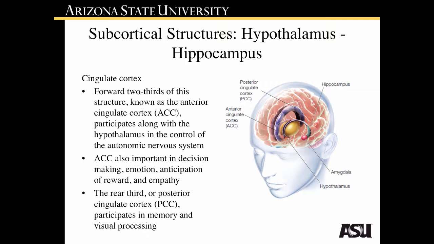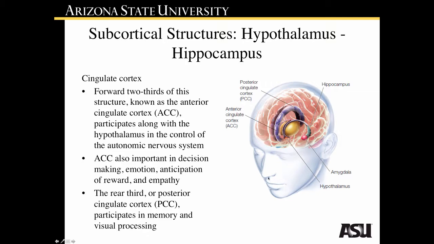So let's continue talking about this. The forward two-thirds of one of the structures is known as the anterior cingulate cortex. It participates with the hypothalamus in controlling our autonomic nervous system. It's also important in decision making, emotion, anticipation of reward, and empathy. So you can see the cingulate cortex here. Here's the posterior cingulate cortex, right back here, of course, posterior, and the anterior cingulate cortex here. The rear third, or the posterior cingulate cortex, this component here, participates in memory and visual processing.